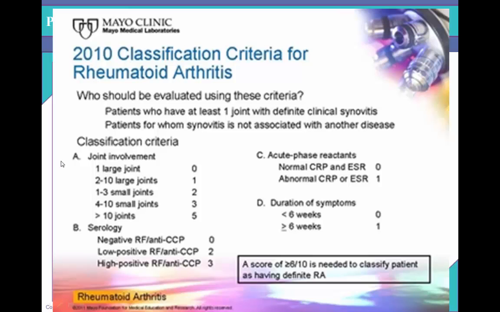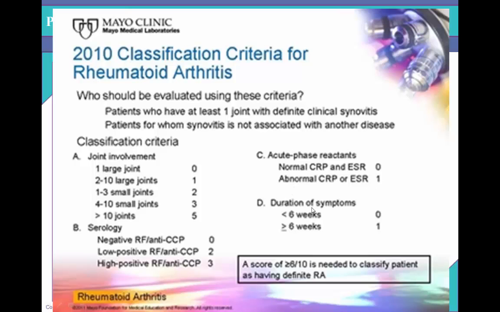If it's one large joint is 0, and you see that it will give you points. The more joints involved, the higher the number. Serology, if the rheumatoid factor is negative and anti-CCP is negative, then you give a 0. The more positive, the more numbers. If this C-reactive protein or sed rate is normal, you give a 0. If it's abnormal, you give a 1.